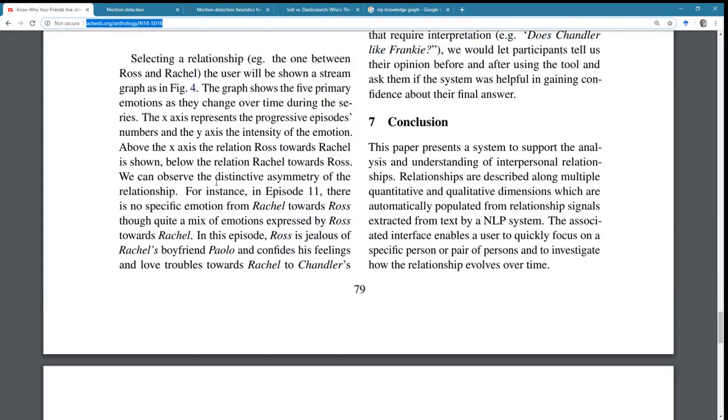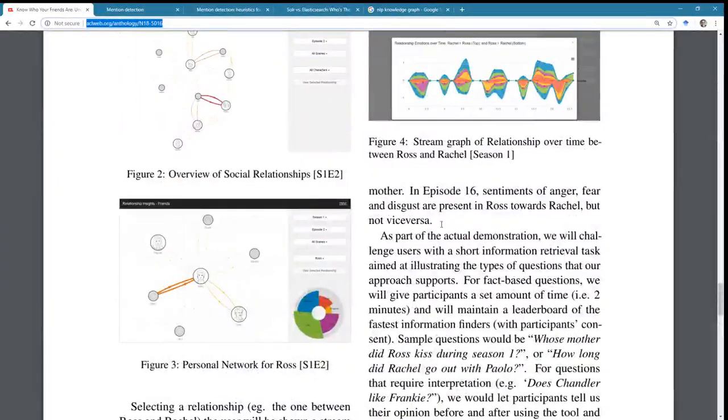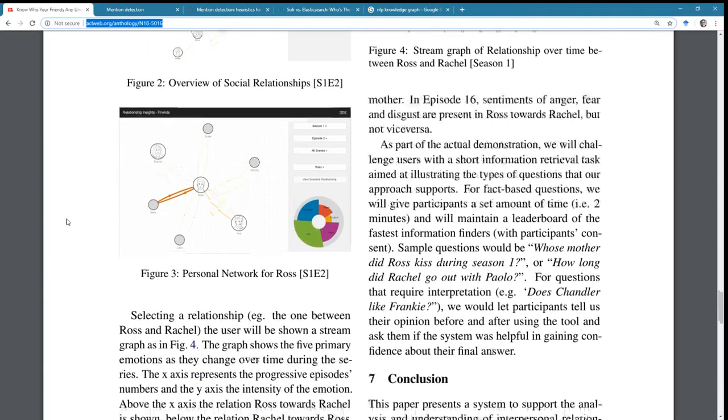For instance, in episode 11, there is no specific emotion from Rachel towards Ross, though a mix of emotions expressed by Ross towards Rachel. In this episode, Ross is jealous of Rachel's boyfriend, Paolo, and confides his feelings and love troubles towards Rachel to Chandler's mother. In episode 16, the sentiments of anger, fear, and disgust are present in Ross towards Rachel, but not vice versa.